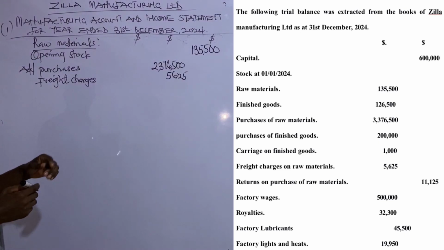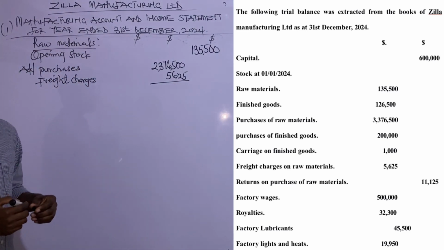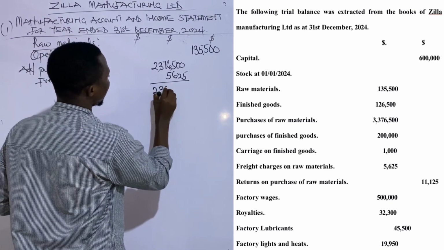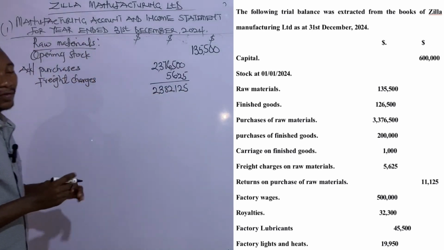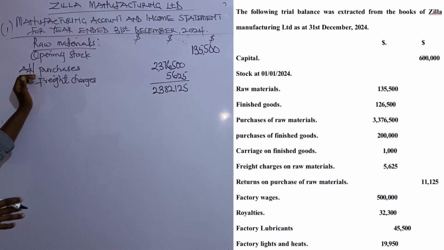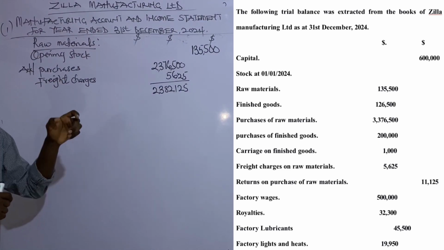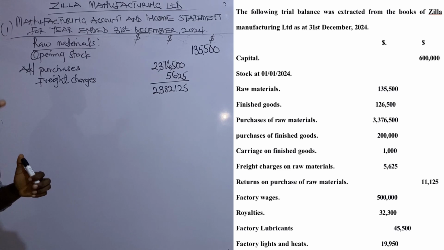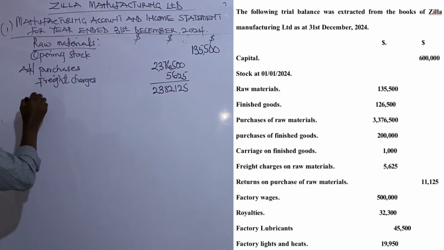So after adding this, we have no other direct cost that is incurred on these purchases. So when we add these two together, we arrive at 2,382,125. Good. It means we are making adjustment on these purchases. Now, is there any adjustment that we're supposed to make on these purchases? Yes, from the question we have returns on raw materials, return on purchases of raw materials. So that is like return outwards. But note, everything we pick here is on raw materials. Good. So return on purchases.